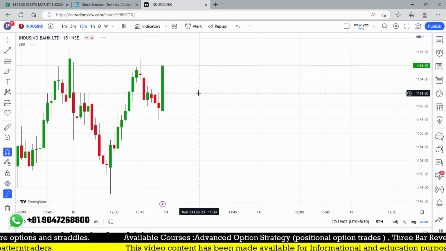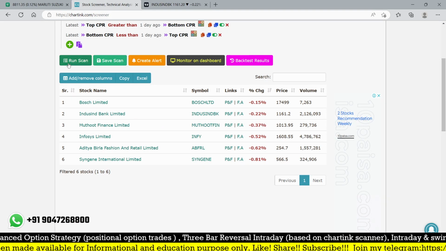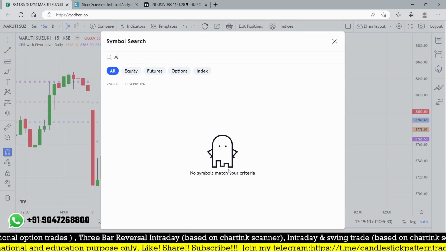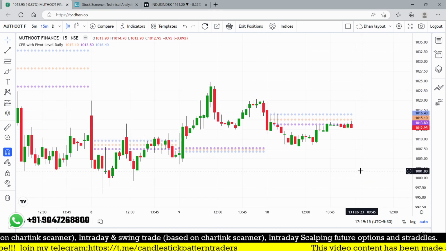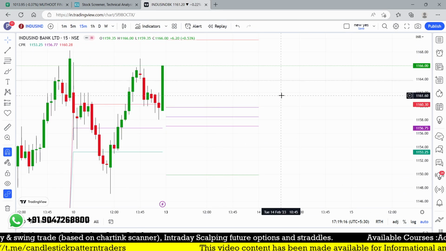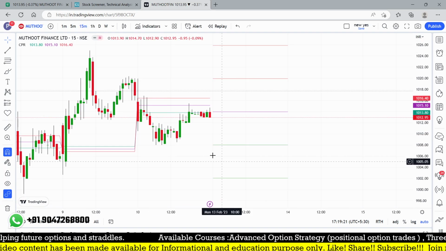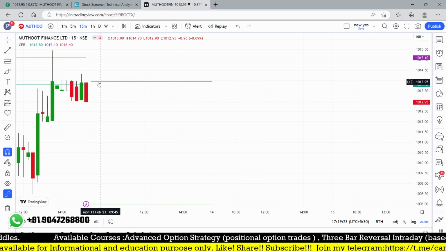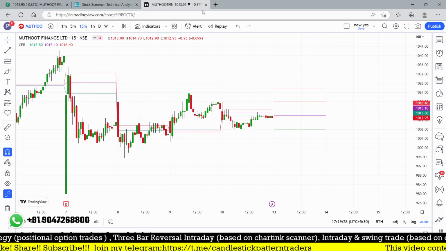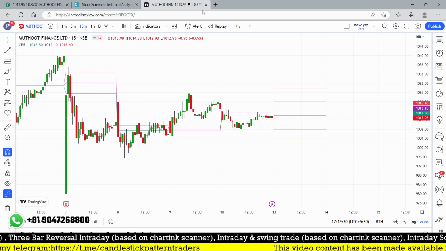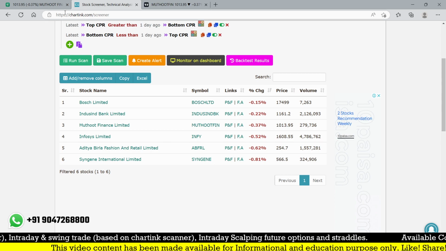And let me go check. Indusind Bank is a perfect one, inside between the previous day. Indusind Bank, Muthoot Finance, and Infosys. Muthoot Finance, here I'm going to check Muthoot Finance. Muthoot Finance, perfect inside, maybe a narrow CPR, only a very few range. Maybe tomorrow, that is Monday, you can focus on the stock. This one, in ABFRL and Shinjin.